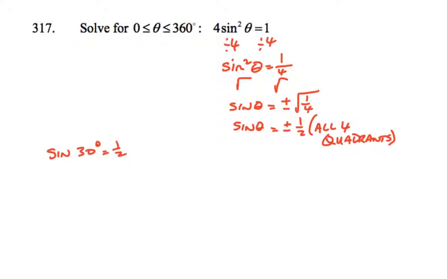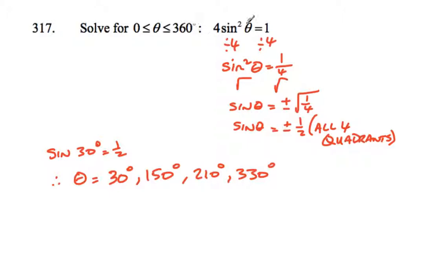Well, sine 30 is a half, so we need the equivalent of 30 in all four quadrants. So the first quadrant is 30, then we'll need to do 180 minus 30, so we'll get 150. 180 plus 30 to get the third quadrant equivalent, which is 210, and 360 minus 30 to get that fourth quadrant, which is going to be 330. So we get 150, 210 when we add it to 180, and 330 when we subtract it from 360.